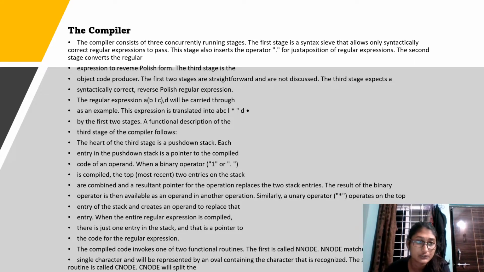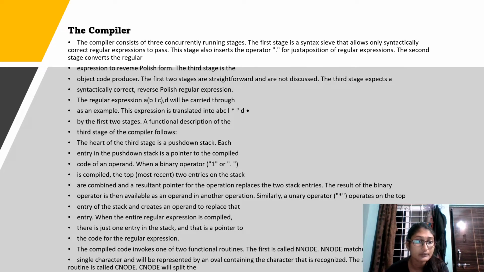The regular expression (B|C)*D... will be carried through as an example. The expression is translated into its reverse Polish form by the first two stages. Now the functional description of the third stage of the compiler.